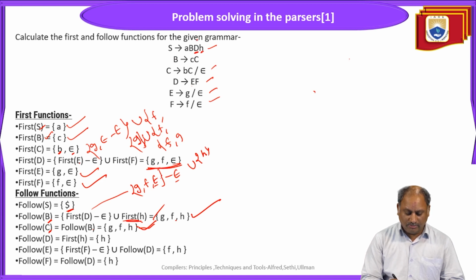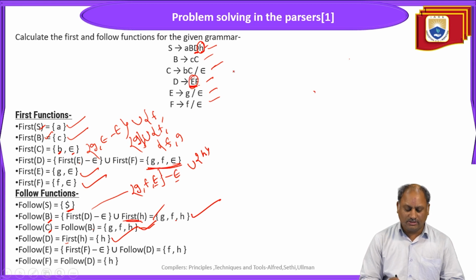And in the remaining productions, capital D is not available. So what is the follow of D here in this case? The first of H is to be considered. So what is first of H? H only. And for the E, it is not available in the first production, nor in the third, but in this production, capital E is available.